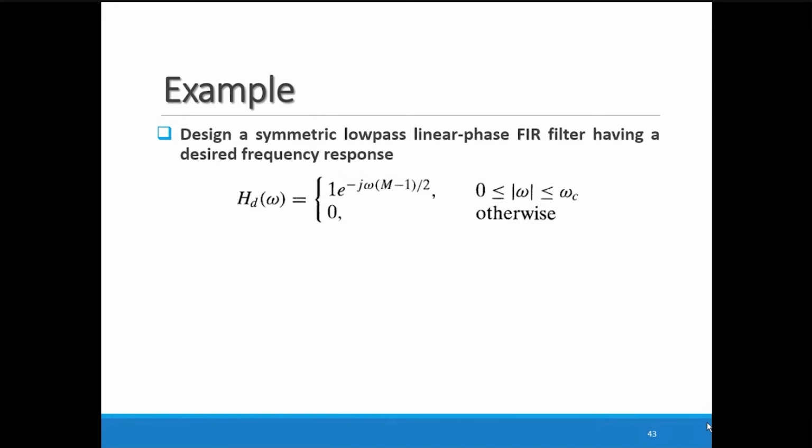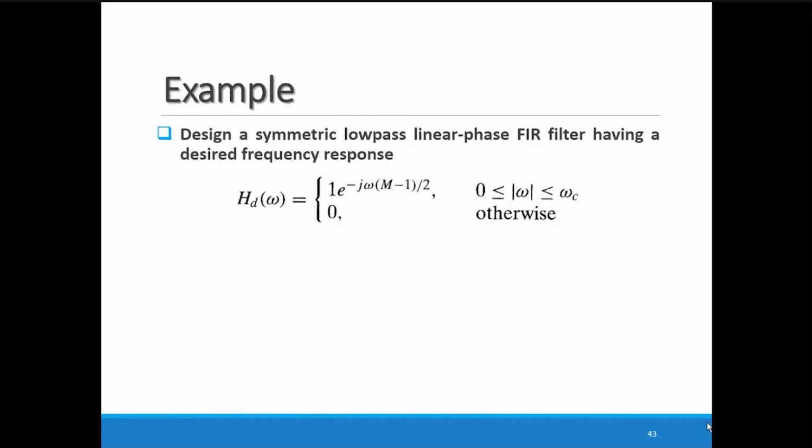The values are given where the frequency range is defined from 0 to omega c, meaning the cutoff frequency is given for the low pass linear phase FIR filter. So we have to design this low pass linear phase FIR filter having this desired frequency response.